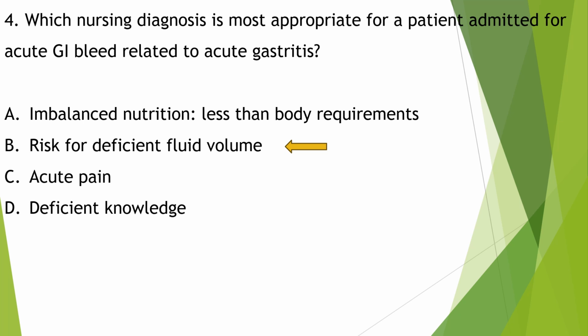Defining characteristics of fluid volume deficit related to gastrointestinal bleeding include hypotension, tachycardia, decreased skin turgor, weakness, decreased urinary output, pallor and diaphoresis. So here the best nursing diagnosis is risk for deficient fluid volume.